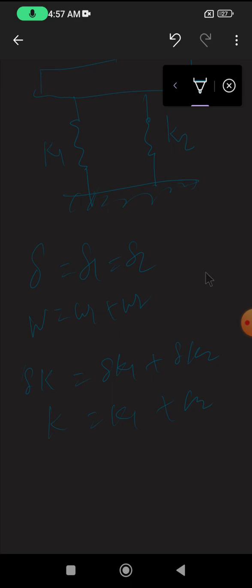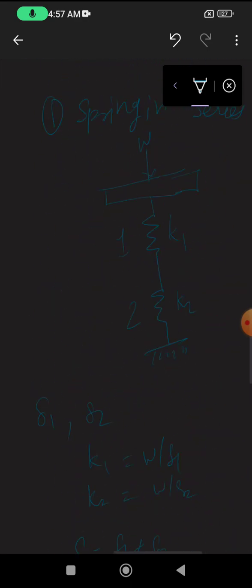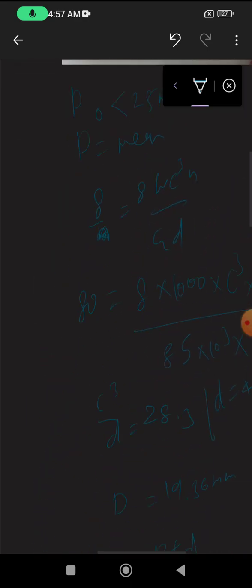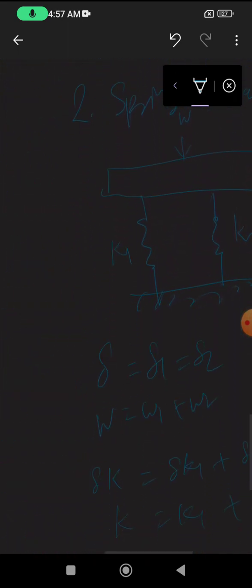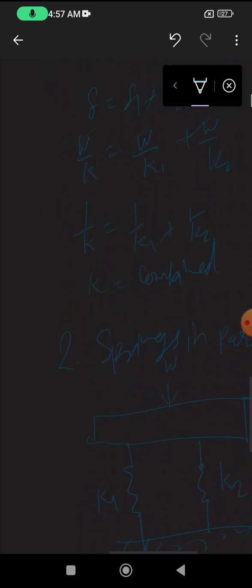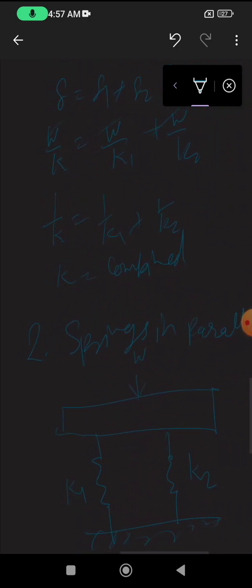So in this lecture today we have seen two examples and two theories, that is springs in series and springs in parallel. Two theories and two examples. So I hope you understood.